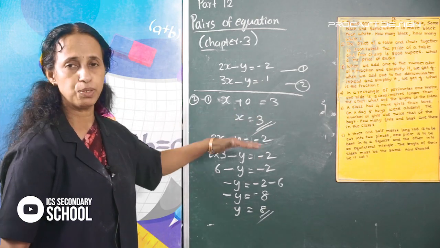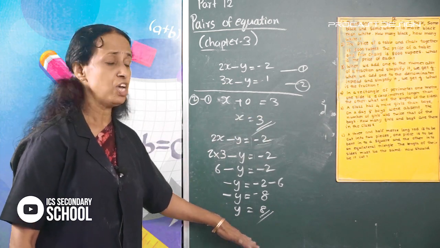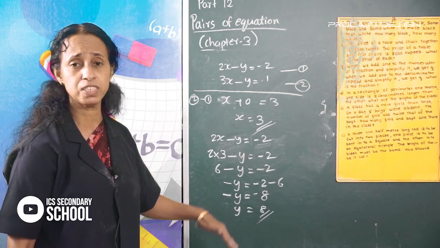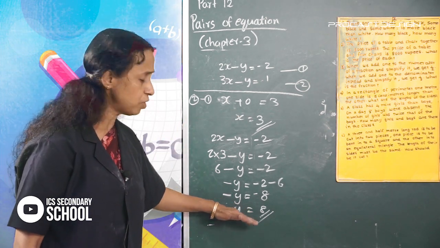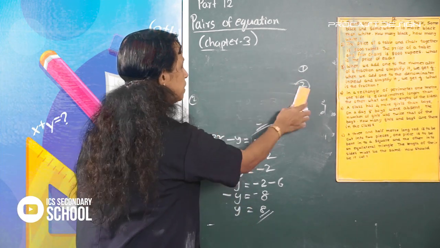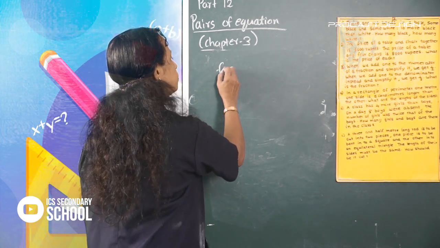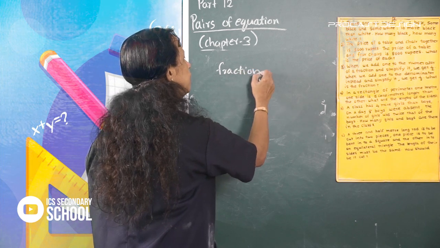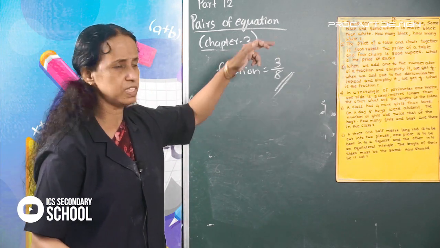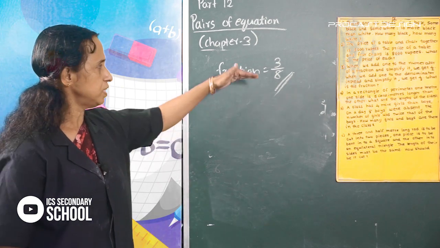Here x is equal to 3 and y is equal to 8. The numerator of this fraction is x, which is 3, and the denominator of the fraction is 8. So the fraction is equal to 3 by 8.